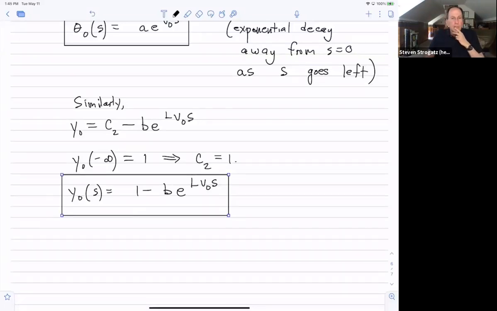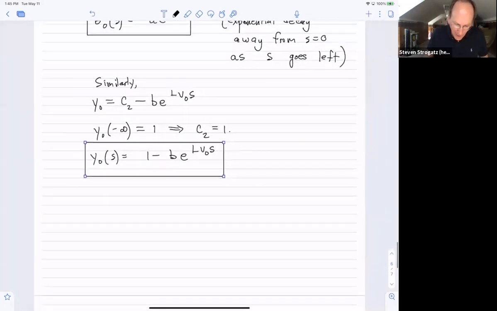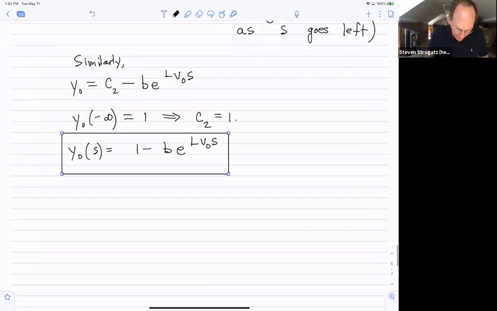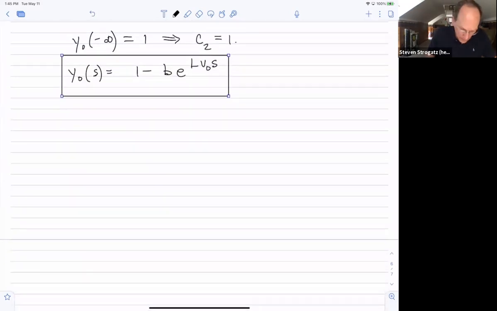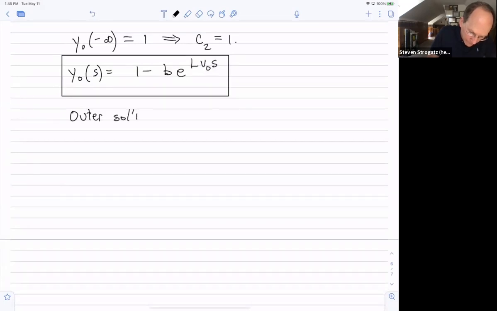All right, so we can draw pictures of those now and compare our outer solutions. I mean, we've got solutions on the left and right. So let's put everything together. So the outer solutions should look about like this.